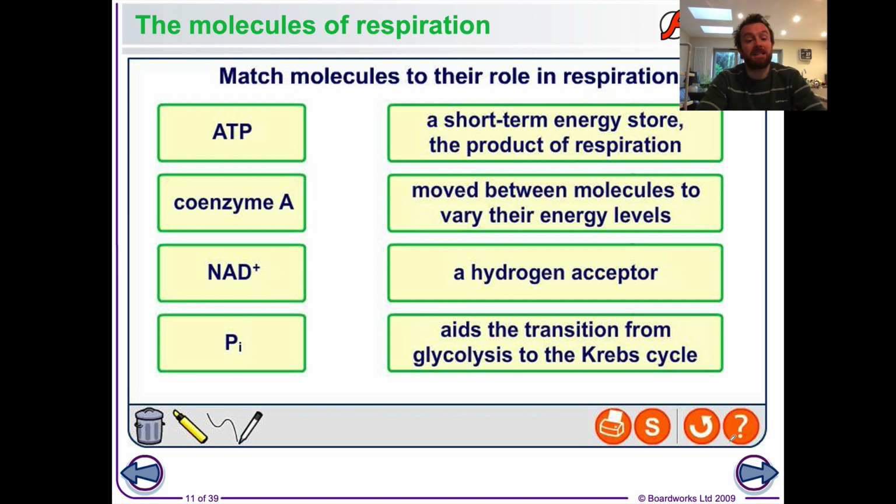All right, so ATP is a short-term energy store, the product of respiration. Coenzyme A aids the transition from glycolysis to the Krebs cycle. NAD+ is a hydrogen acceptor, and Pi is moved between molecules to vary their energy levels. Okay?